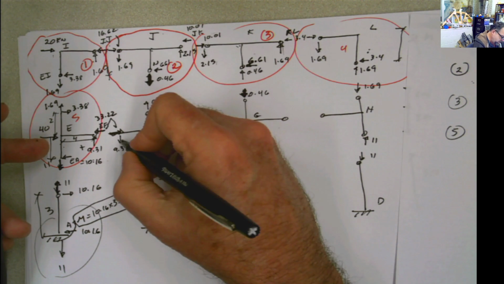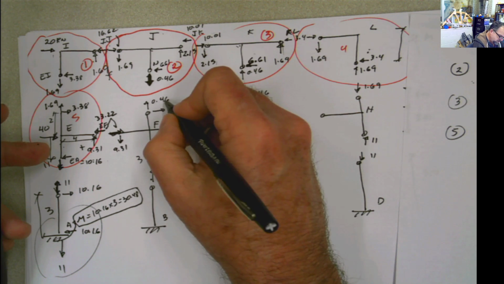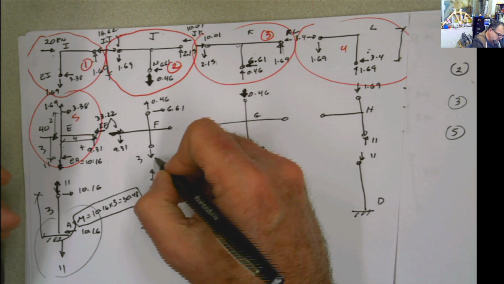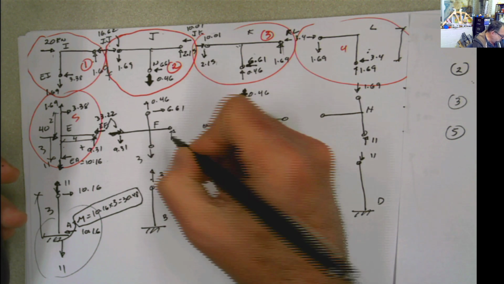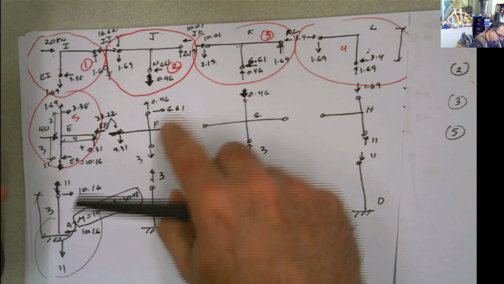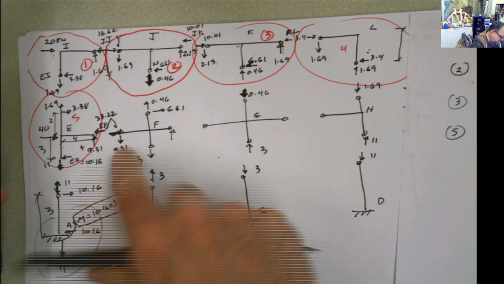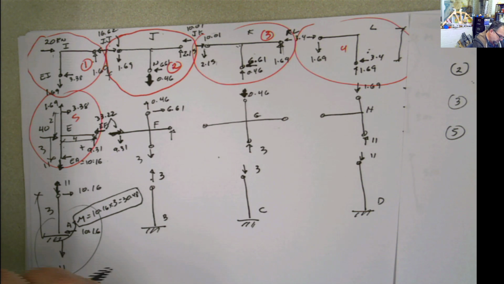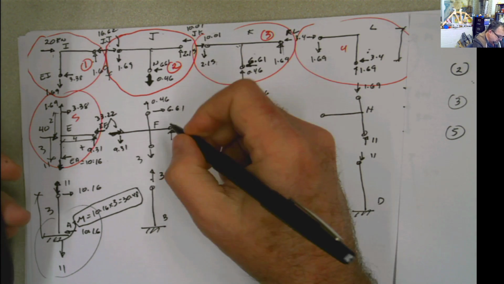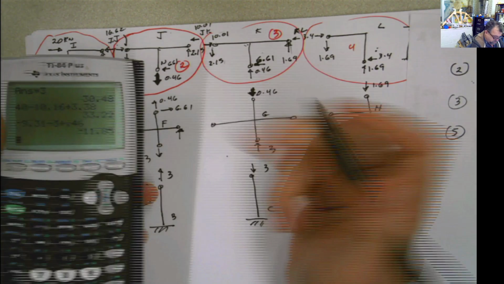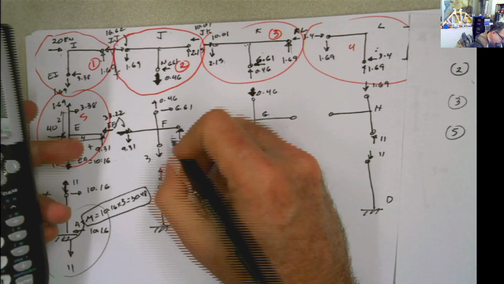We need this value here. This is 9.31 going down, 0.46 going up, 3 going down. So that means that this value here has to go up. How much is this value? That value is going to be negative 9.31 minus 3 plus 0.46, which is 11.85 going up, because it has to be opposite to whatever I was doing here. 11.85.